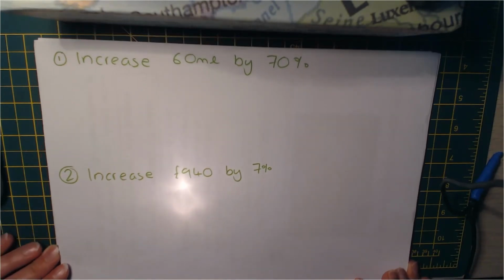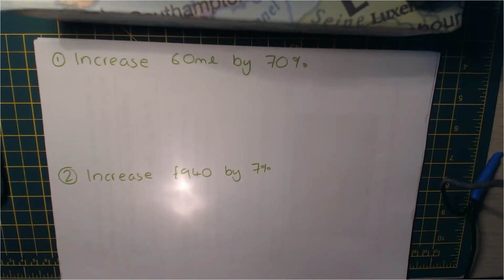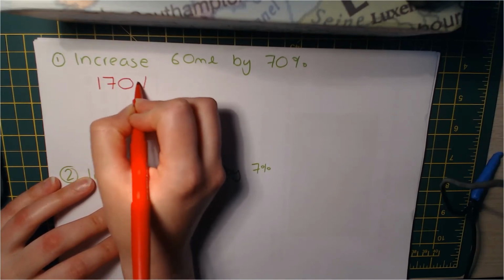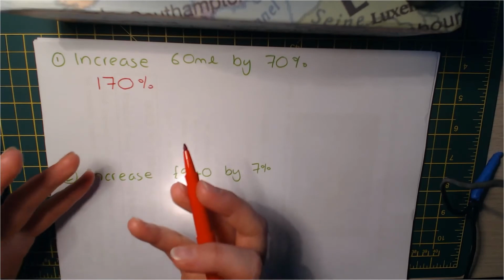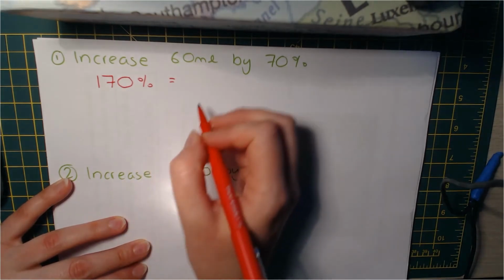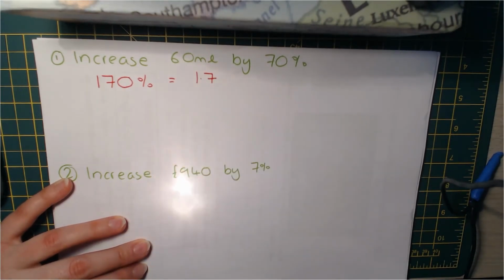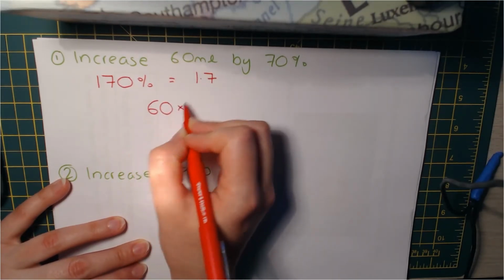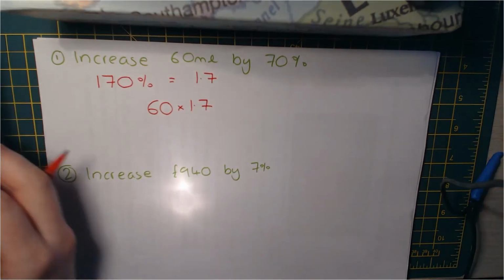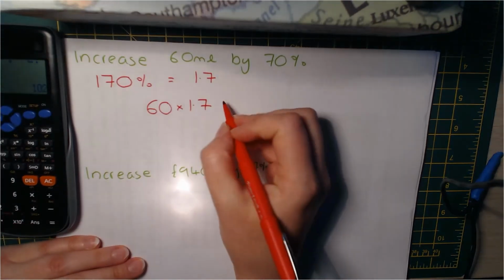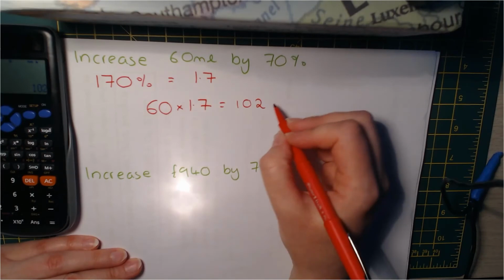Right, so we've just got a couple more to have a look at, a bit of practice on how this works. To increase 60 milliliters by 70%, we're aiming to get 170%, because this is our original 100% and we're adding on 70%. So we convert that to a decimal to find our multiplier, which is 1.7, and then we multiply our original 60 milliliters by 1.7. 60 multiplied by 1.7 is 102. And don't forget your units, milliliters here.